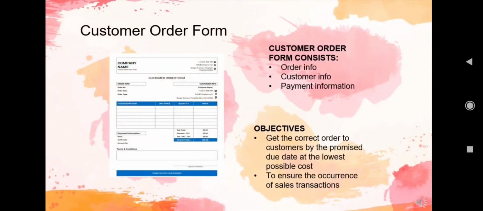As you can see, this is an example of a customer order form, which consists of order info, customer info, and payment information. The customer will fill in some information regarding their order to ensure there is no confusion between both entities. The objective of the customer order form is to get the correct order to the customer by the promised due date at the lowest possible cost and to ensure the occurrence of the sales transaction.